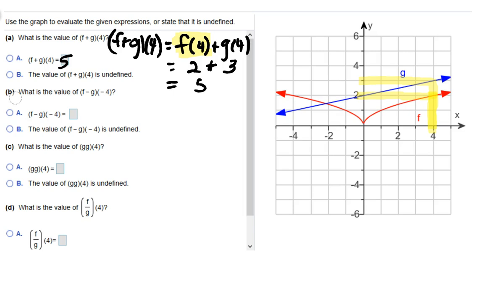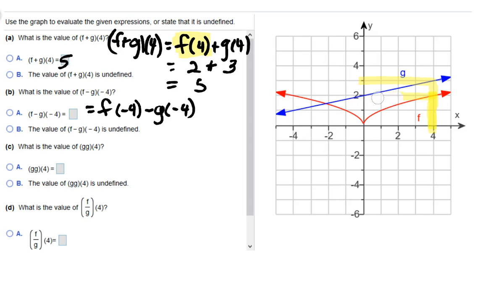Part B. What is the value of f minus g of negative 4? Just like the previous example, f minus g is the name, but also how the function is constructed. We're going to take the function called f and subtract the function called g. So we can rewrite this as f of negative 4 minus g of negative 4.